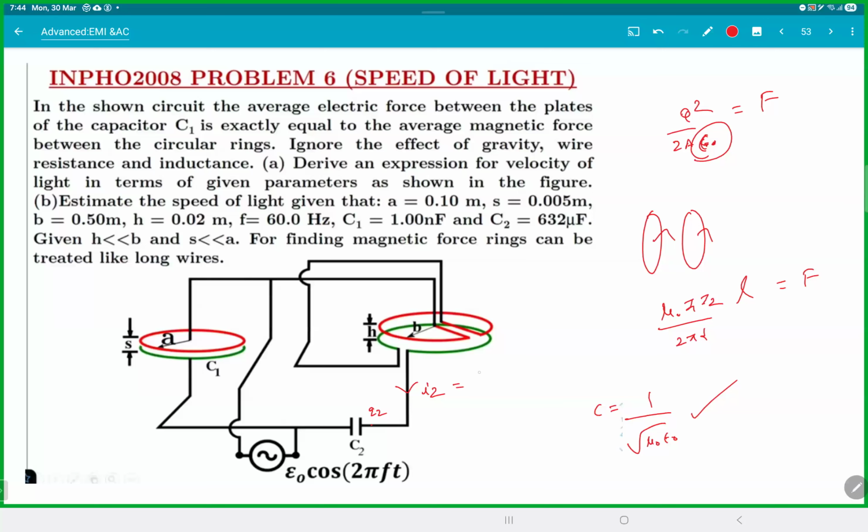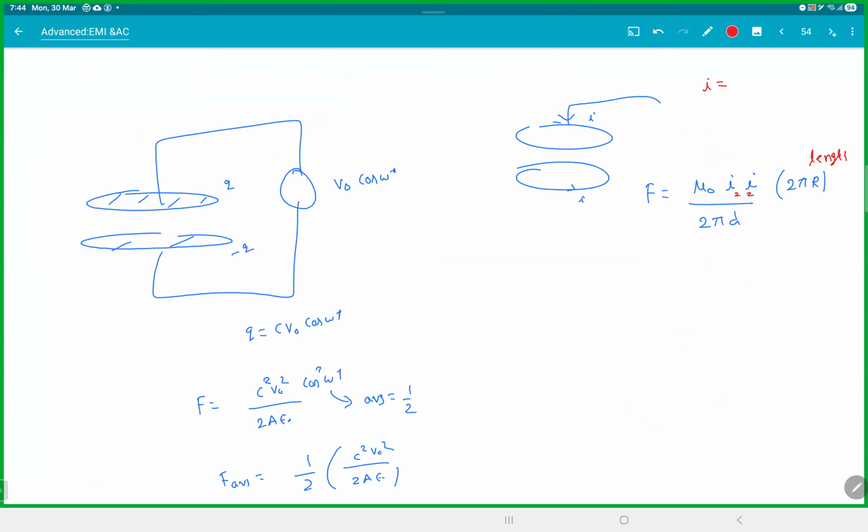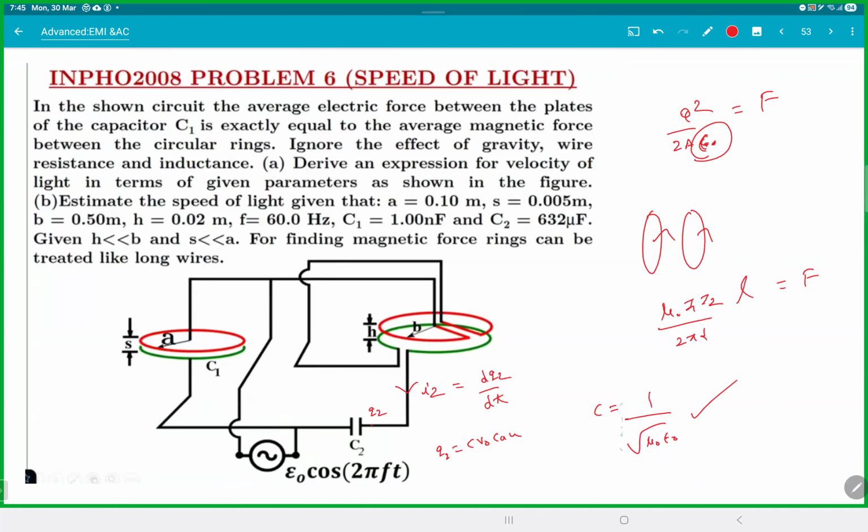So this will give you charge Q2, which is dQ2 by dt, and that Q2 is nothing but, again, C V naught cos omega t. That will give you the I2 there, and its average too, you will get that only: mu naught I square by 2 pi d times 2 pi r. So do all that stuff, get mu naught from here, get epsilon from here, and then you argue with root over 1 by mu naught epsilon naught. You almost get up to 2 decimals of the answer.